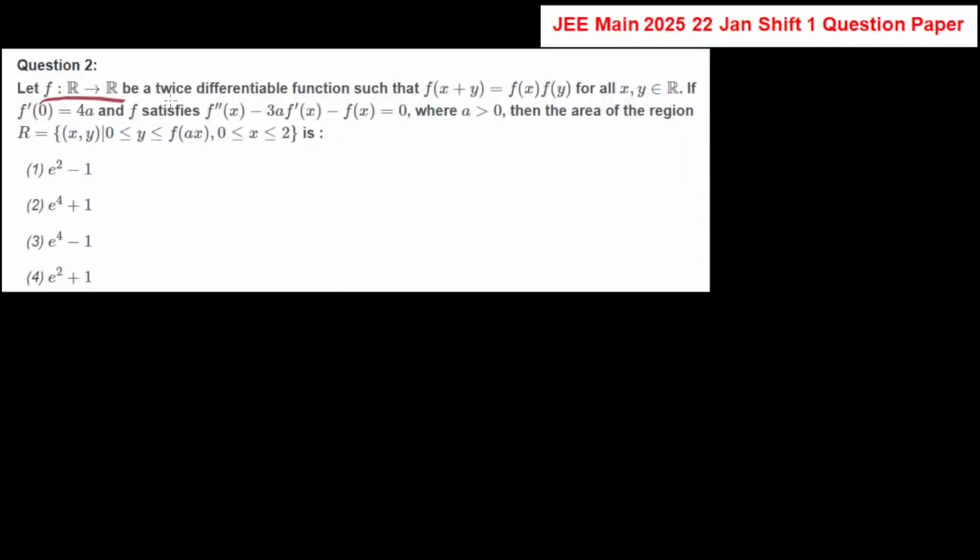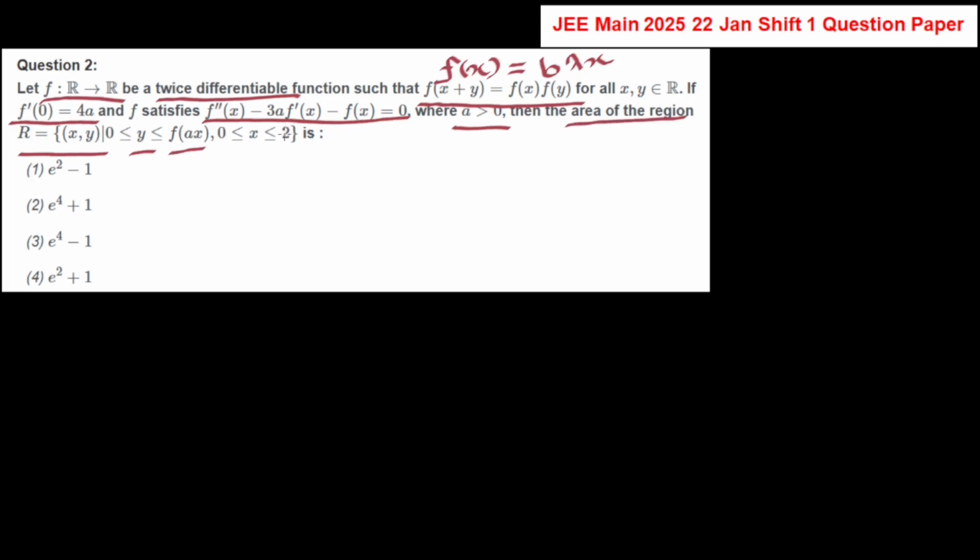The function is twice differentiable and f(x + y) = f(x) f(y), which shows that we have to consider f(x) = b^(λx), where b and λ are unknowns. f'(0) is 4a, and the function satisfies this relationship where a is positive, and we have to find the area of the region where y is f(ax) and x lies between 0 and 2.